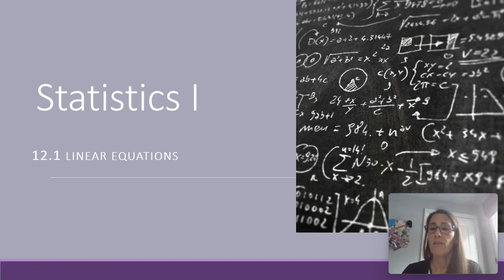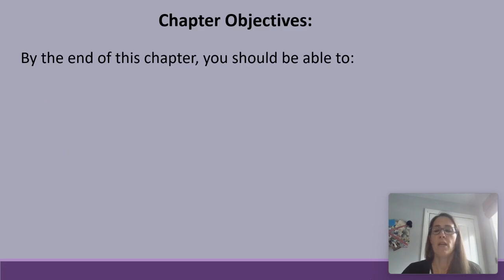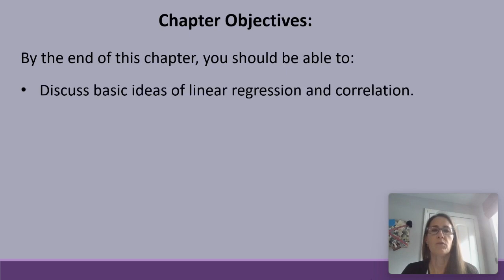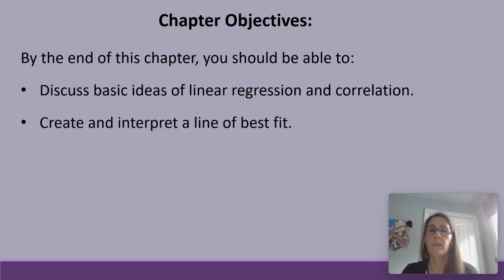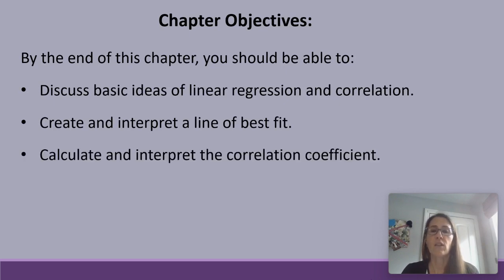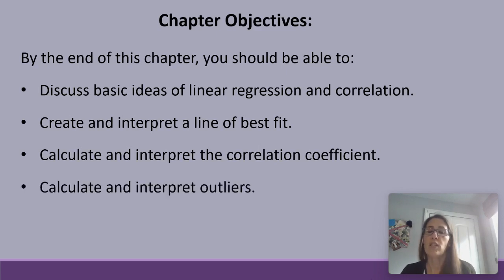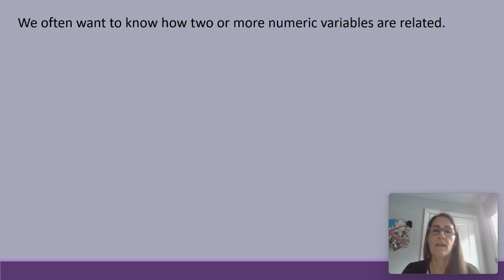This video is going to cover section 12.1 on linear equations. So we're jumping to chapter 12, and by the end of this chapter, you should be able to discuss basic ideas of linear regression and correlation, create and interpret a line of best fit, calculate and interpret the correlation coefficient, calculate and interpret outliers.